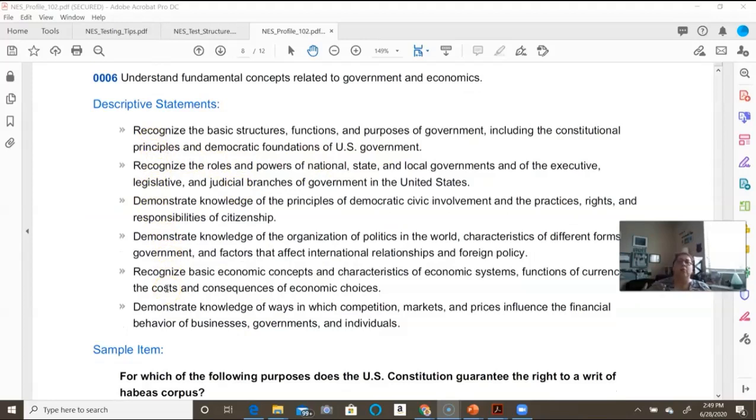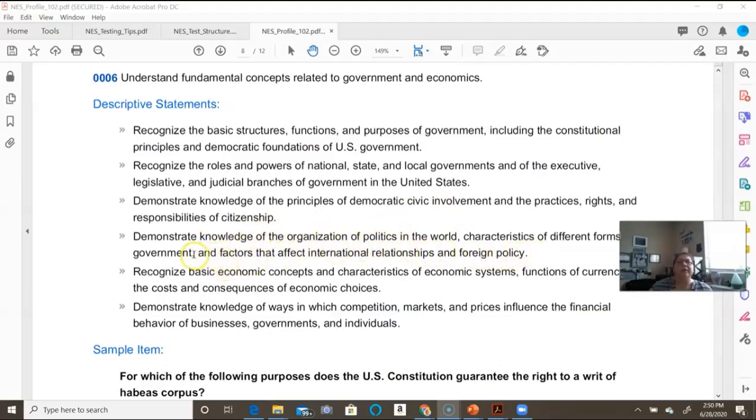okay, what do I know about the government? What do I understand the Constitution? Do I know the three branches of government and their functions? Demonstrate the knowledge and principle of democratic civic involvement. So voting, the rights, look at the Declaration of Independence, look at your civil liberties, demonstrate knowledge and organization of politics in the world, characteristics of different forms of government.